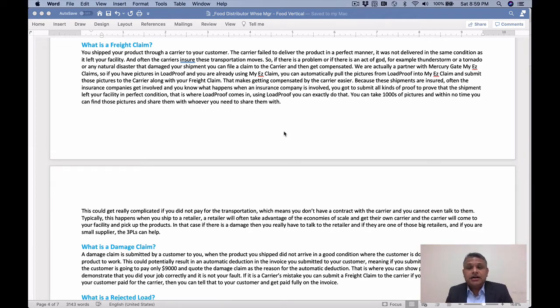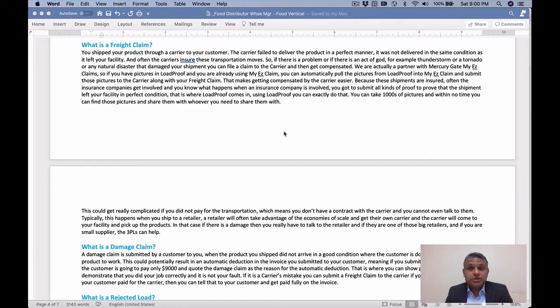We actually are a partner with MercuryGate My Easy Claim. So if you have pictures in LoadProof, and you're already using My Easy Claim, you can automatically pull the pictures from LoadProof into My Easy Claim and submit those pictures to the carrier along with your freight claim. Right? That makes getting compensated by the carrier easier because these shipments are insured. Often the insurance companies get involved. You know what happens, right? They ask for proof, and pictures are the best proof.